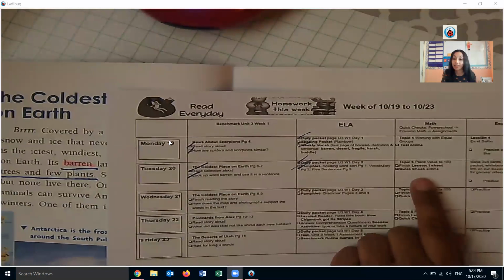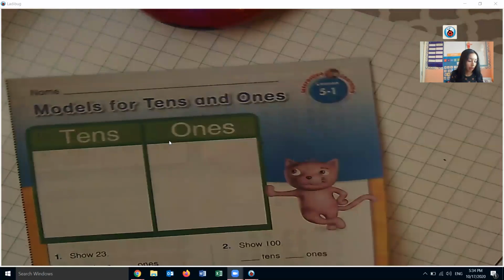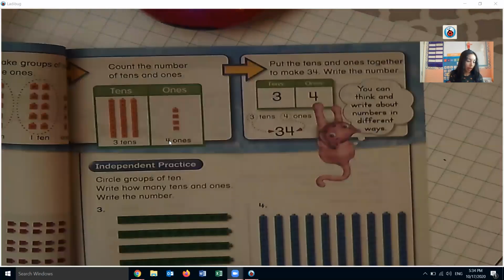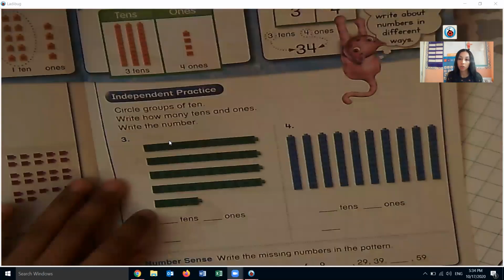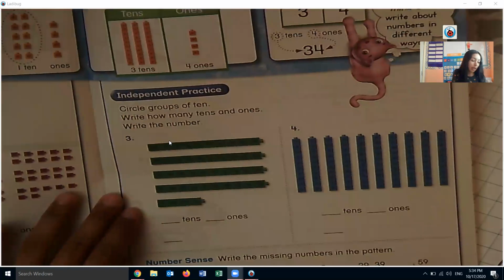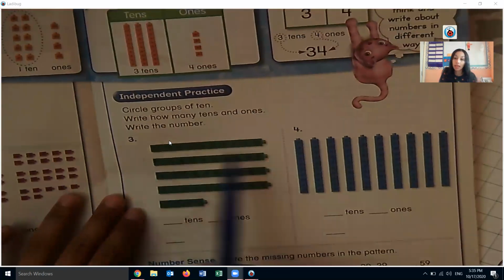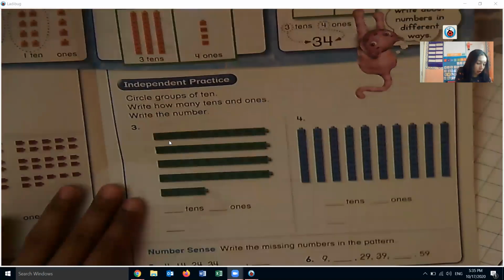All right, so now we're completed with our benchmark activity, which now takes us to our topic 5, lesson 1 math. So the lesson is models for tens and ones. So we have pictures of our Unifix cubes that are connected, and it says circle groups of 10. So anytime you see a group together, that is a group of 10.